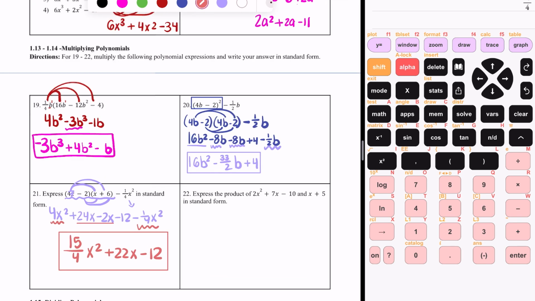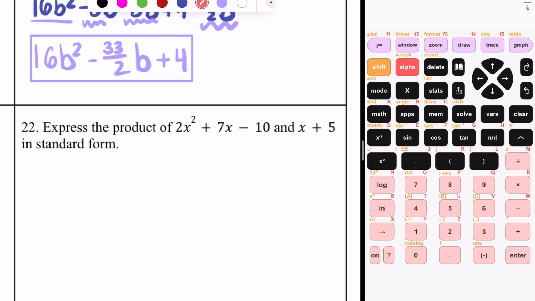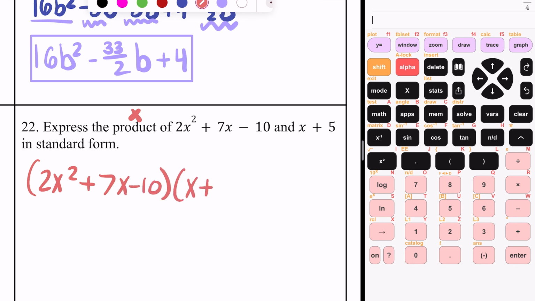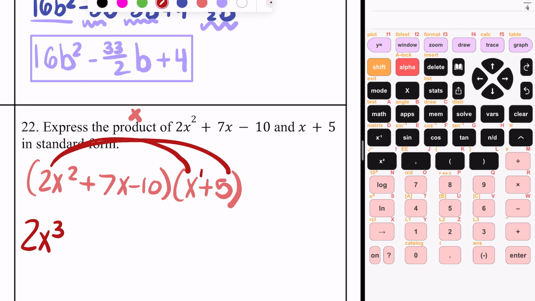And let's look at 22. Express the product in standard form. Product means to multiply. So we are doing 2x squared plus 7x minus 10 times x plus 5. All right, let's try it. 2x squared times x is 2x to the third. 2x squared times 5 is 10x squared.